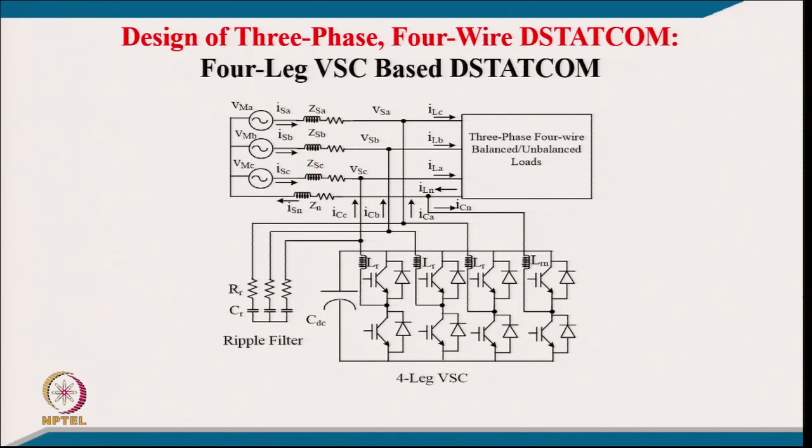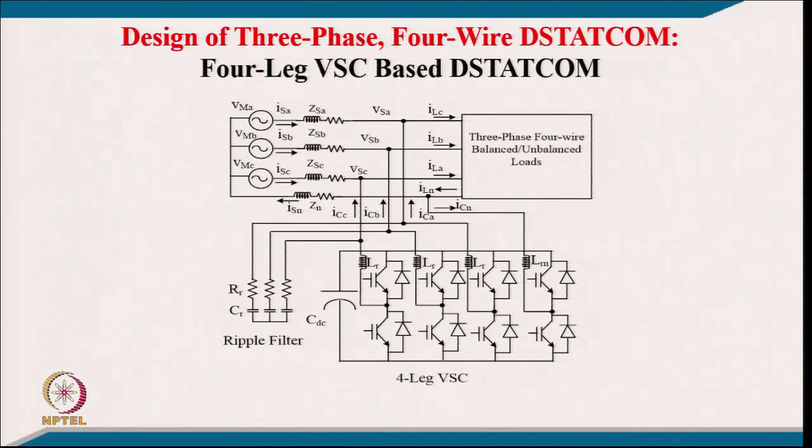Then we would like to go to the design of the 4 wire system, the 4 leg VSC based DC STATCOM, where we have 3 legs for 3 phases and the 4th additional leg we consider for the neutral. So, here is a 3 phase 4 wire supply system with the 3 phase voltage and the neutral, and after the source impedance we have a point of common coupling where we are connecting the 3 phase 4 wire load. It can be a balanced load, it can be an unbalanced load. Unbalanced load can even be a single phase or 2 phase.